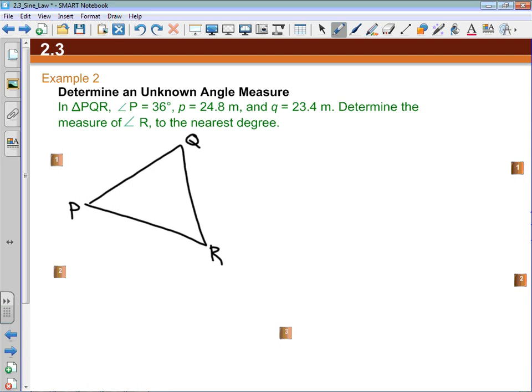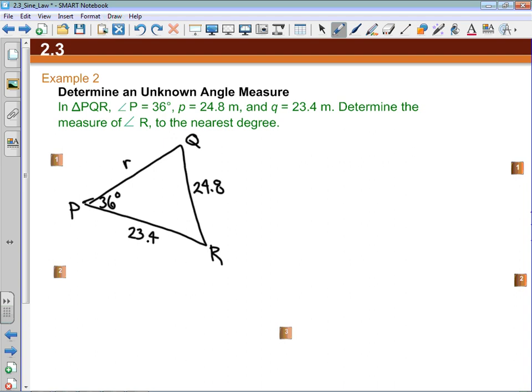And I usually just go in a clockwise order. It truthfully doesn't matter. Think of it as just rotating the triangle if you put it in a different direction. That being said, once I draw these angles in, this is 36 degrees. I don't know angle R, I don't know angle Q, but they tell me that side P is 24.8 and side Q is 23.4. Now I'm going to put a lowercase r there, and then I'm going to set up my sine law ratio. It says determine the measure of angle r.